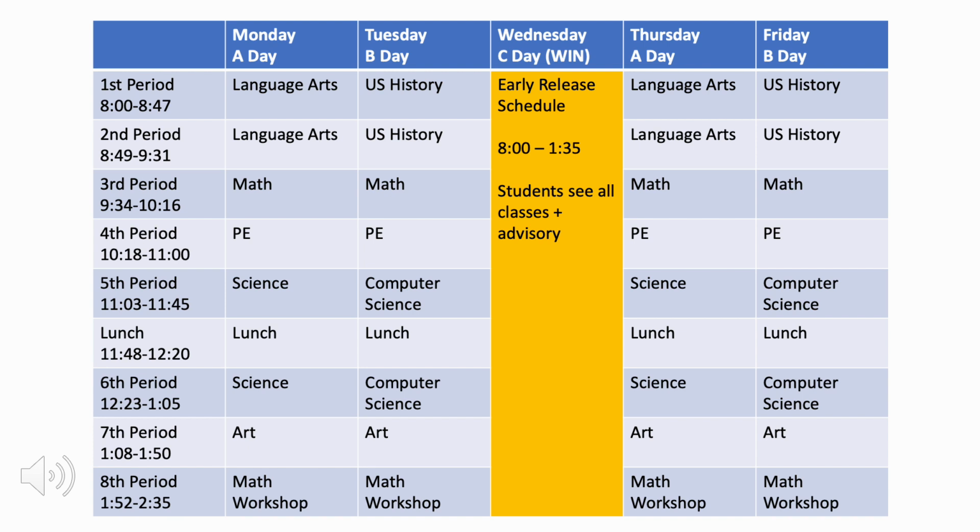We go to our Wednesday, and Wednesday, as it's been in previous years, is going to be our early release. In secondary, beginning in 6th grade all the way through 12th grade, our students are released at 1:35. So please make note that on Wednesday, your student needs to be picked up at 1:35. They will still be seeing all of their classes, and they're going to have their advisory time on Wednesday. So that's very similar to what's happened in previous years.